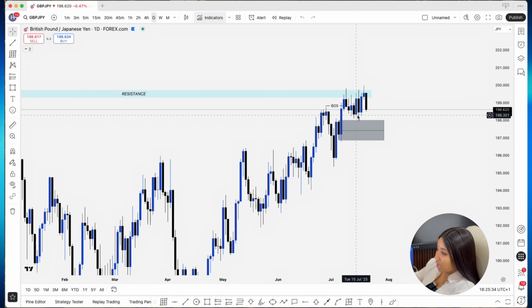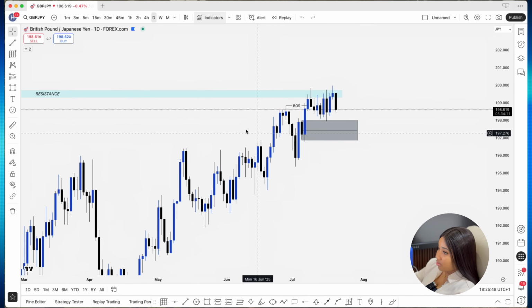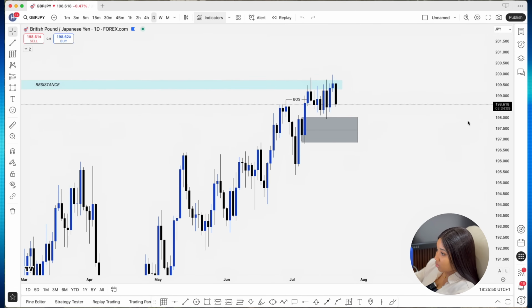Now you can see price has touched that origin. Price tapped in and pushed the market up, but this resistance level is still pulling it back. That is the only thing you need to point out currently from the daily time frame. This is what is important at the moment: this resistance level and this demand zone that price has tapped into.